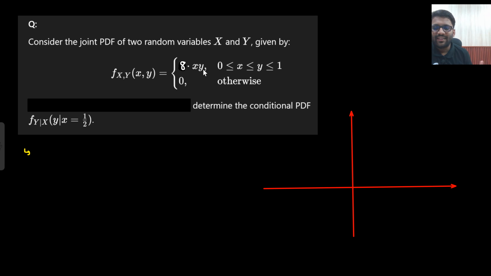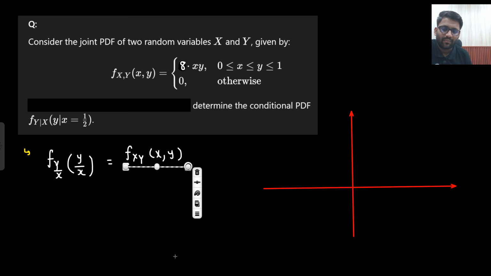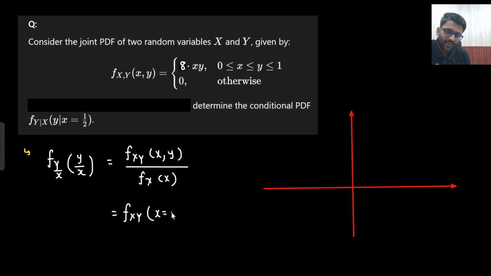Okay. Now what do you need to find actually? You need to determine the conditional PDF fy of x, that is, y given x. Here they are saying that x is taking the value 1 by 2, which we can put later on. Basically, this would be equal to your joint PDF divided by your marginal PDF. Say yes or no? Joint PDF divided by marginal PDF. Once you calculate this, you need to put x equals to 1 by 2.